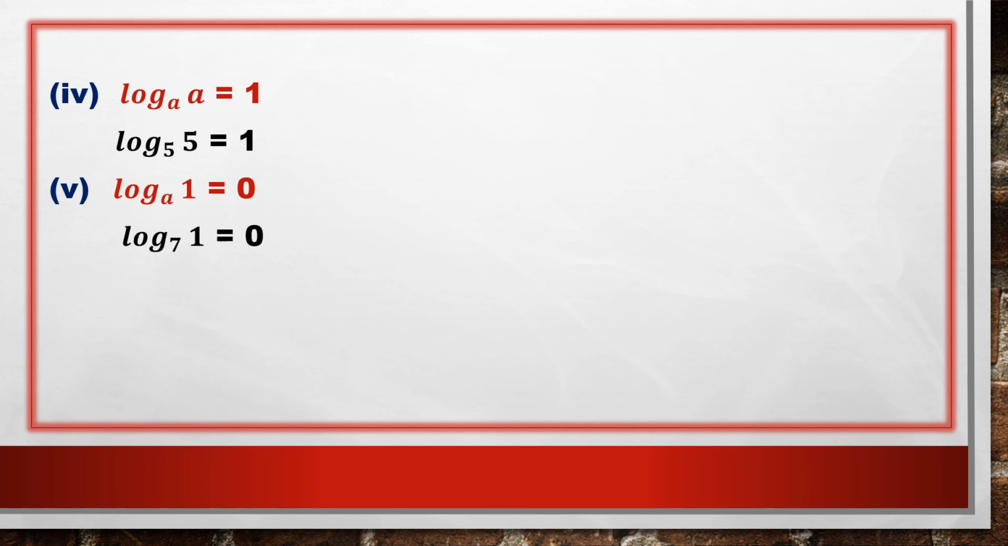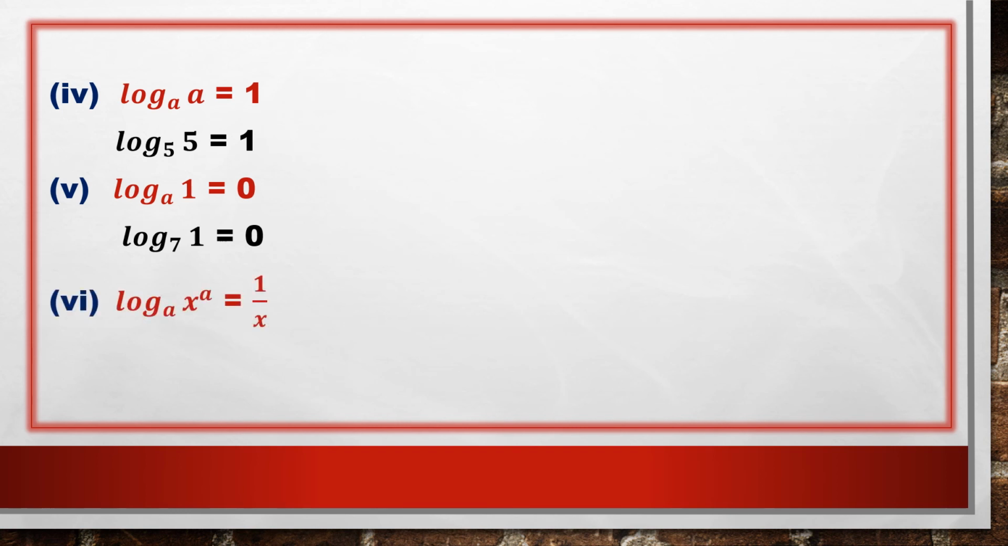So here is your next property, log a base a equal to 1. If the base and the power are same, then its value is 1. Let me take an example, log 5 base 5 equal to 1. Let us go to the next property, log 1 base a equal to 0. You can take any base. If you take any base also, its value is 0. Log 1 to any base, its value is 0.